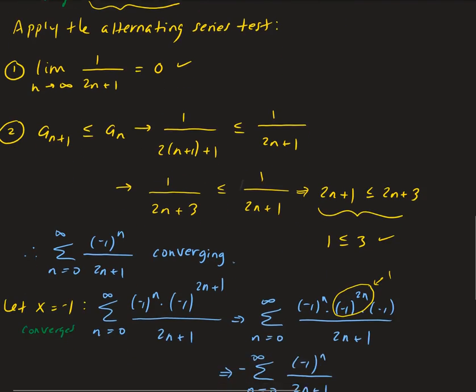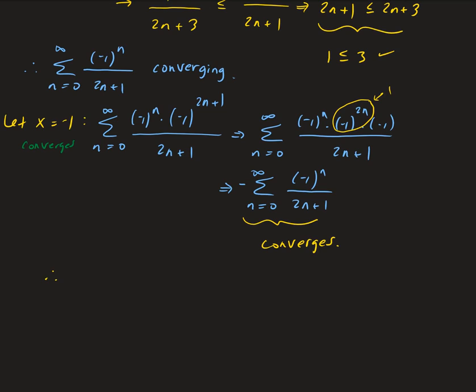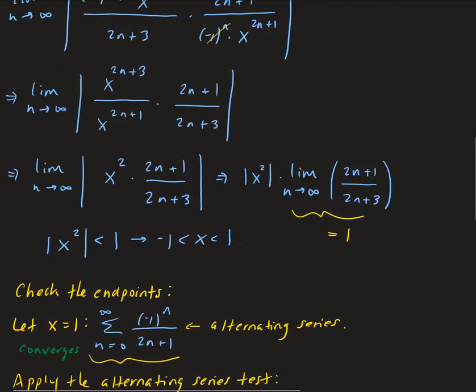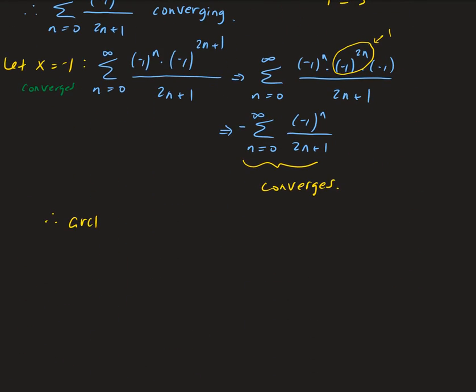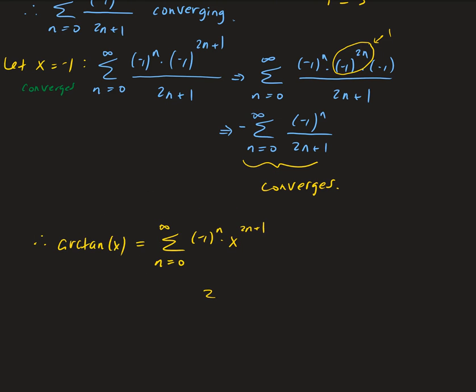So for arctangent, the power series is the sum from 0 to infinity of negative 1 to the n times x to the 2n plus 1 divided by 2n plus 1, and the constant was 0. So this is quite interesting, actually.